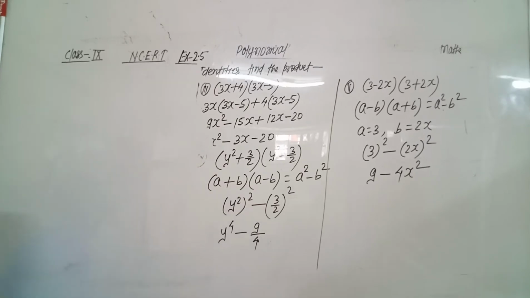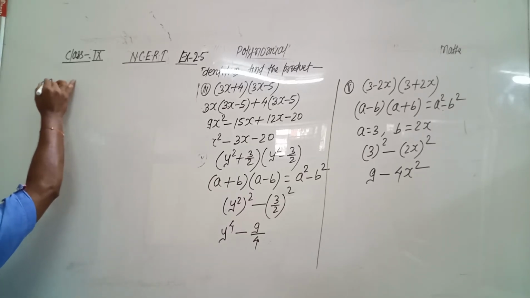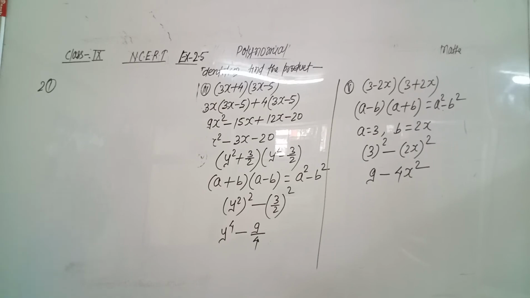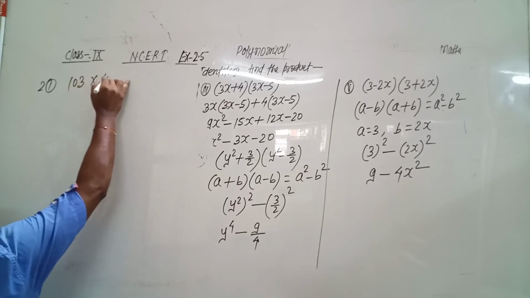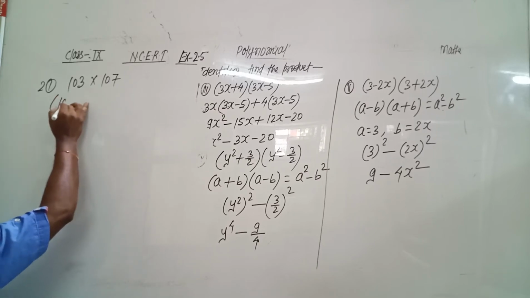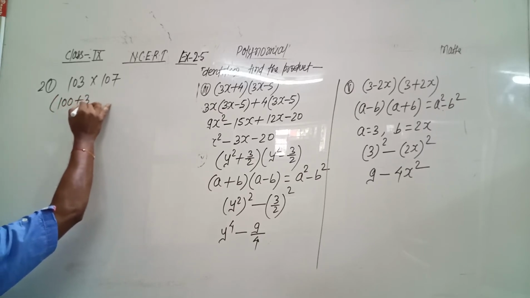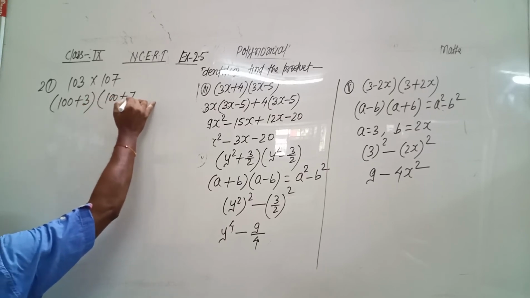Now the second question. Evaluate the following products without multiplying directly. First part of the second question: we have to find the product 103 into 107. We will write both the terms in terms of 100. 103 is written as 100 plus 3 and 107 is written as 100 plus 7.